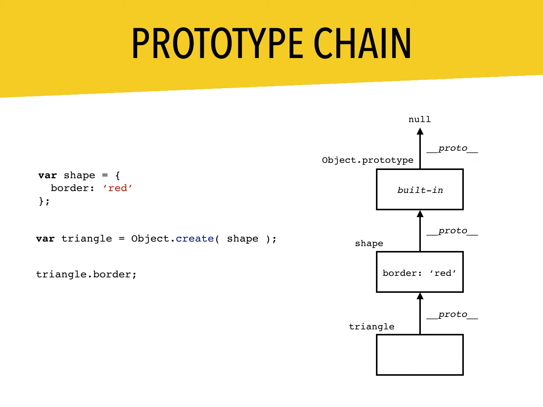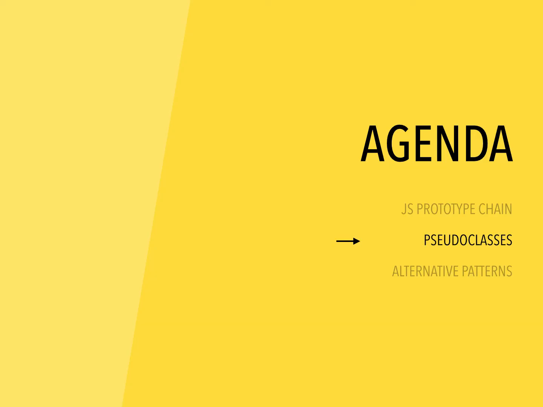Now let's try to retrieve the border of this triangle. What does JavaScript actually do? JavaScript tries to retrieve this property in triangle. It can't find it, so it just goes up the prototype chain. It arrives in shape, finds border, and just returns the value of border, which is going to be red this time. Same thing if I'm trying to retrieve something that is not actually in the prototype chain. JavaScript looks in triangle and goes up the prototype chain until it finds null. And when it finds null, it understands that there is no such property in the prototype chain, and it just returns undefined. So that's it. This is how the prototype chain works.